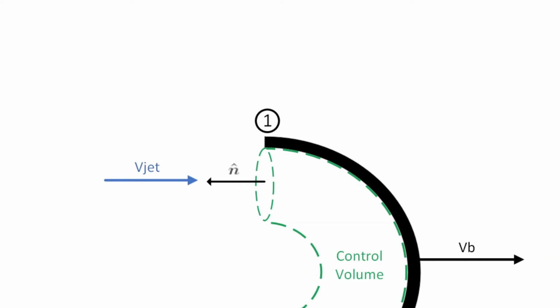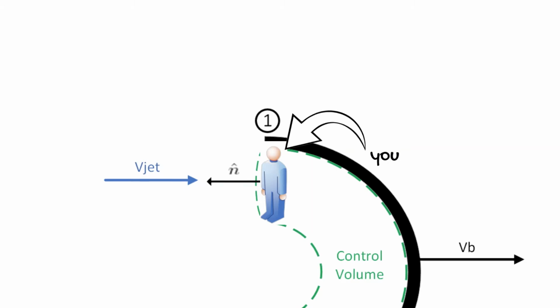Let's look at surface 1 to determine the relative velocity. The relative velocity is the fluid velocity you would see if you were moving at the same speed as the control volume. In this case, if the blade was moving at the same speed as the incoming fluid, you would see a fluid velocity of 0. If the blade was fixed, then you would see the full velocity of the jet as the fluid velocity. The relative velocity at surface 1 is the jet velocity minus the blade velocity as shown.